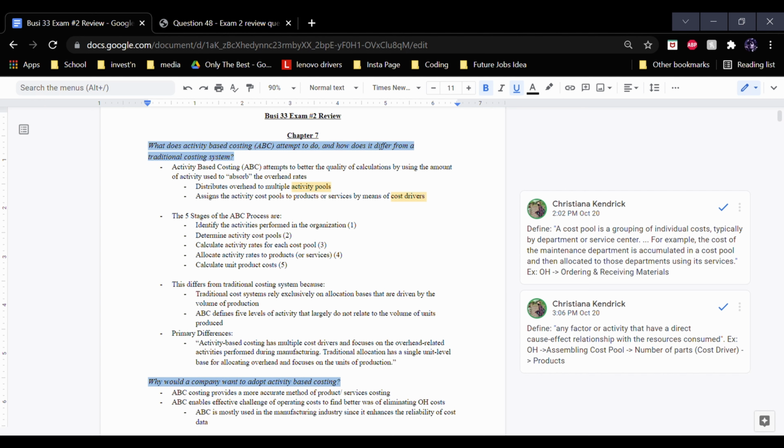Activity-based costing attempts to better the quality of calculations by using the amount of activity used to absorb the overhead rates. Now, three main things that you need to remember, especially when you're doing budgeting for managerial accounting, is there's direct materials, direct labor, and manufacturing overhead. Overhead is basically anything other than direct labor and direct materials.